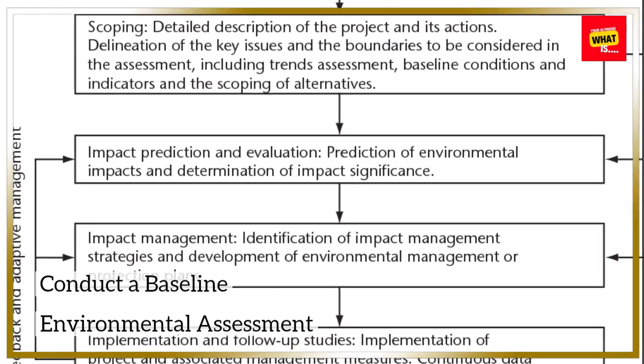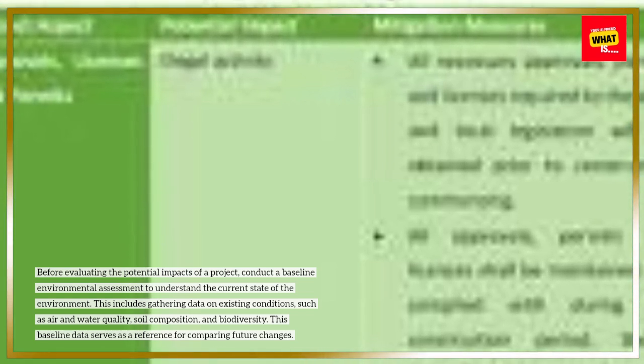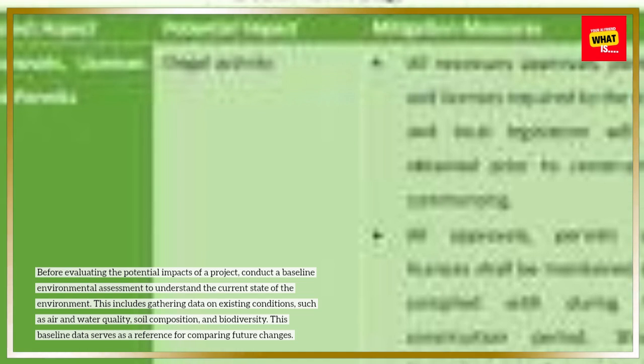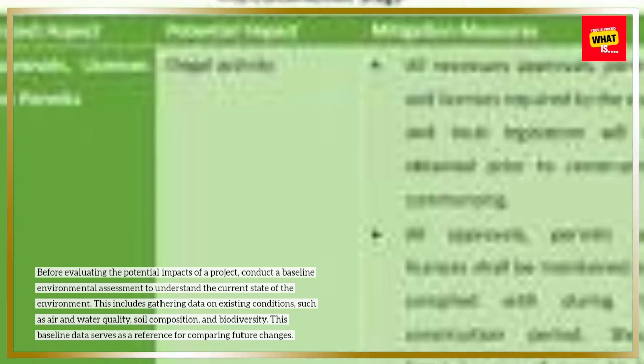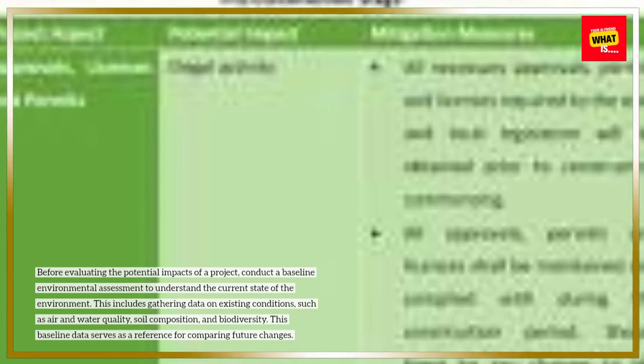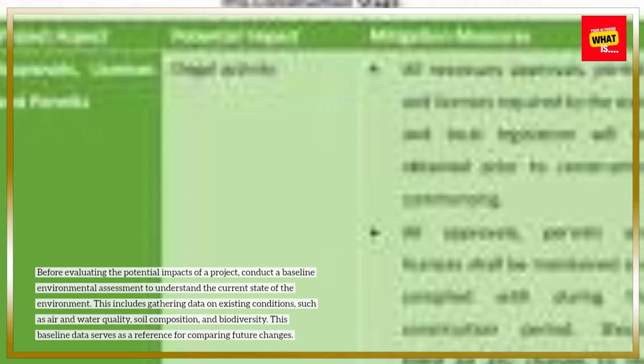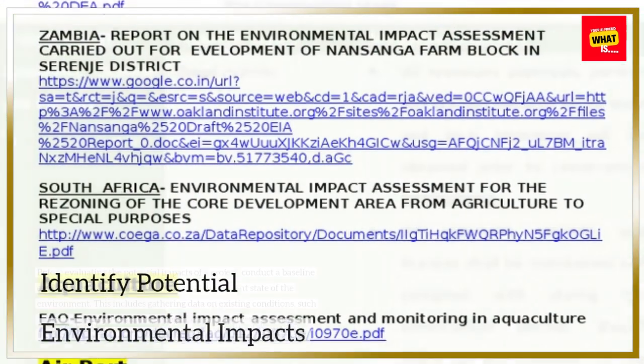Conduct a baseline environmental assessment. Before evaluating the potential impacts of a project, conduct a baseline environmental assessment to understand the current state of the environment. This includes gathering data on existing conditions, such as air and water quality, soil composition, and biodiversity. This baseline data serves as a reference for comparing future changes.